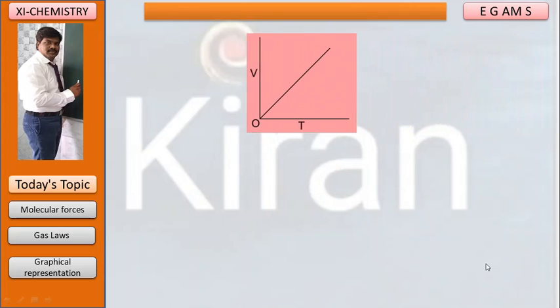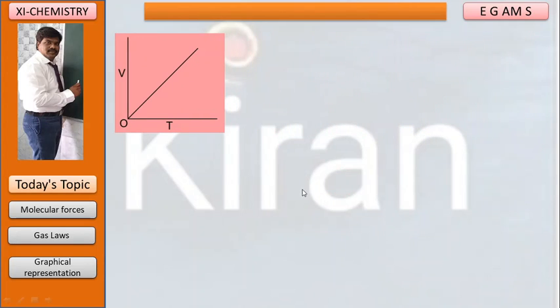Now, the graphical representation of Charles' law. V is directly proportional to T. It looks like y is equal to mx. As a mathematics student, you know very well that in y is equal to mx, y and x indicate variables, and m is the slope. So this is the slope. Slope means constant, it is tan theta.